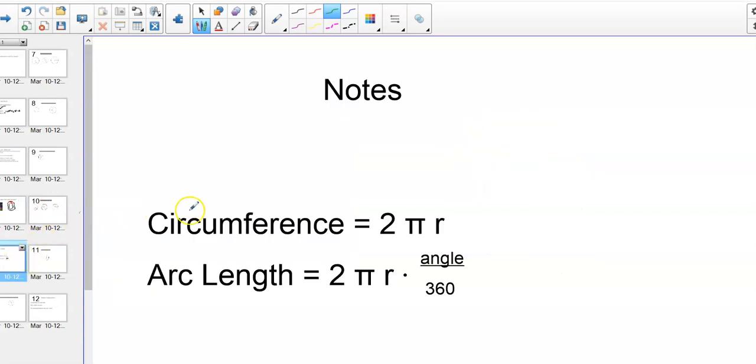So go ahead and copy this down into your notes. Circumference equals 2 times pi times radius. Arc length equals 2 times pi times radius times the angle over 360. Another way you might see this is theta, which is the circle with a line through it, over 360. So go ahead, pause, copy that down, and then press play.